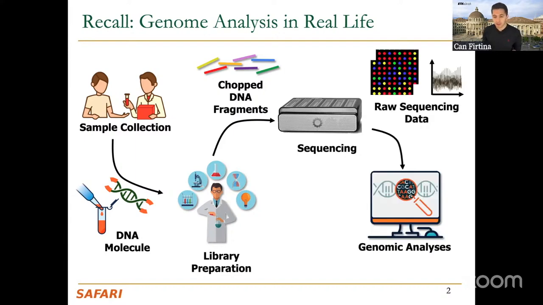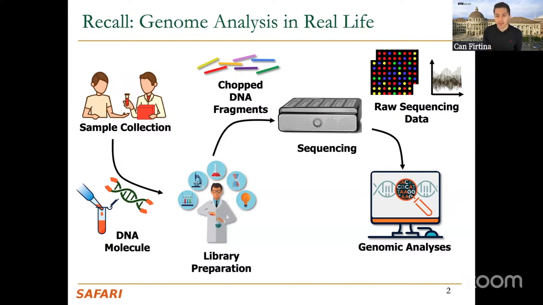Then we have the raw data that is generated by sequencing machines, based on how these machines are designed, based on the technology that these machines are using. Some machines will generate image data, some machines will generate raw electrical signal, simply because of how these machines operate at the lower level.